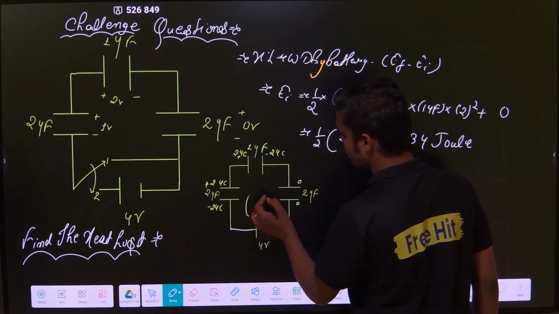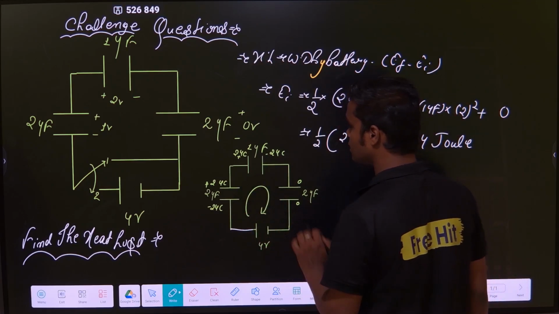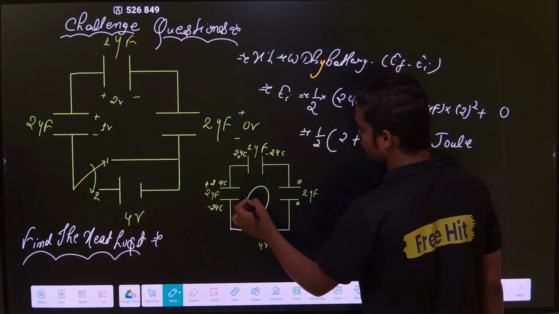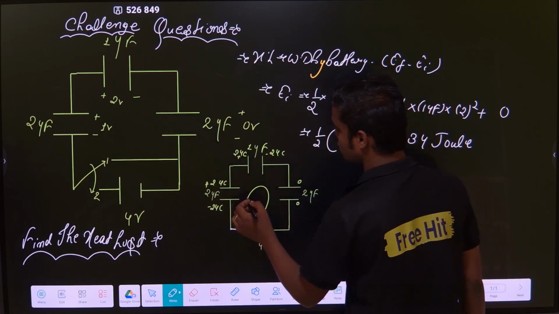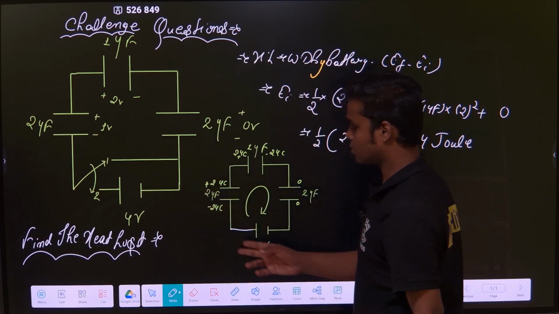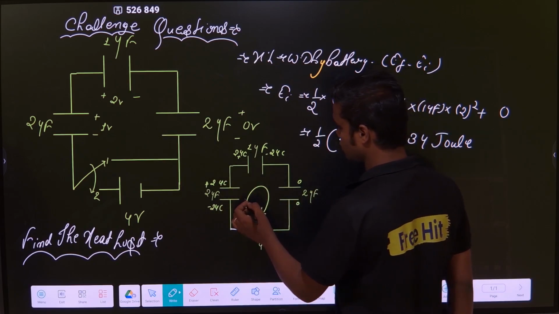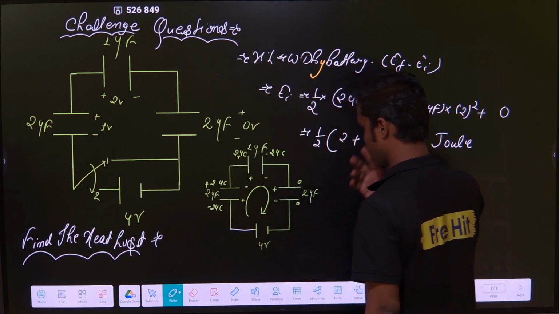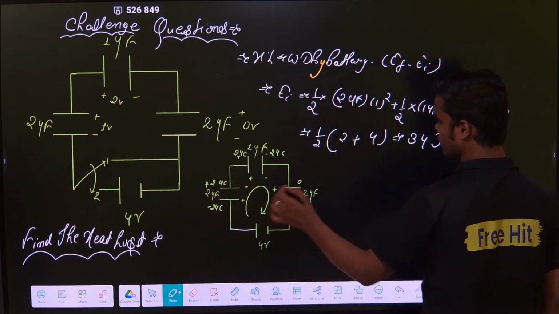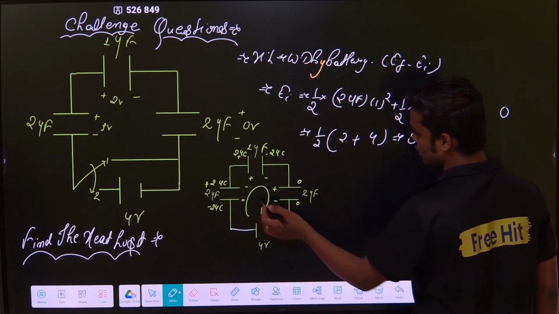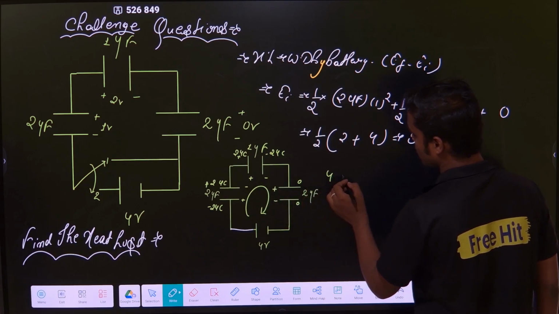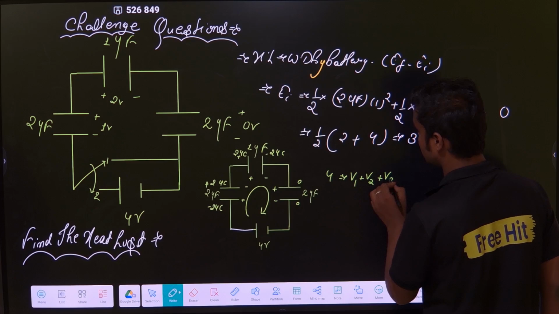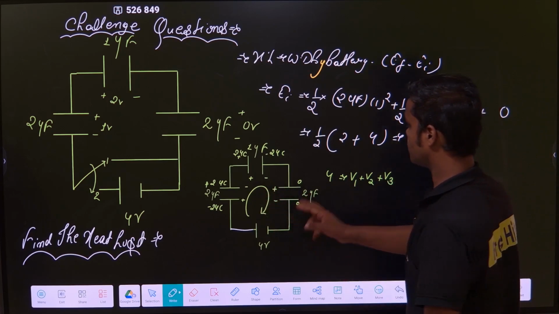So I will apply KVL in this. If I apply the KVL, what is going to happen? The potentials are given in this manner, but as I connect it with the battery, something is going to change. So let us take it as plus minus, plus minus, plus minus, because that is connected to the higher potential. So it is going to be 4 is equal to V1 plus V2 plus V3, correct? 4 is equal to V1 plus V2 plus V3.